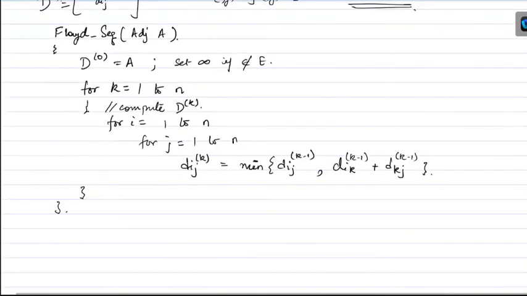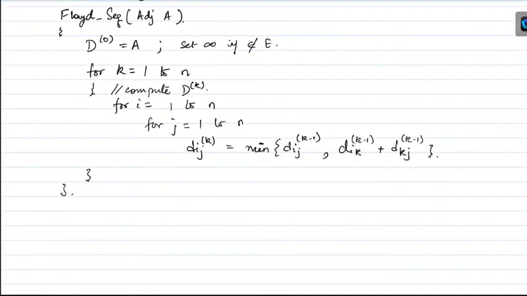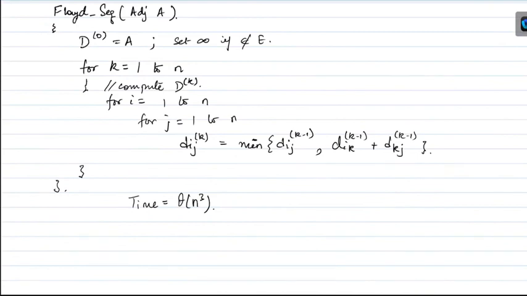Okay, good. All right, so that's Floyd's sequential algorithm, right? And what is the time complexity? Well, straight away, there are 3 loops running from 1 to n. So it's clearly theta n cube, right? The update operation is just a constant time operation. And what's the space complexity? How much space do you need? Theta n cube.